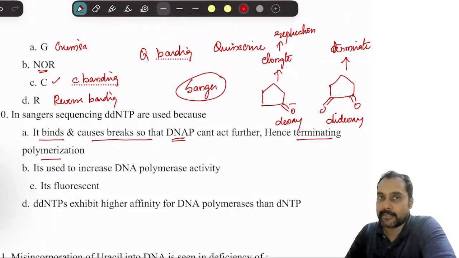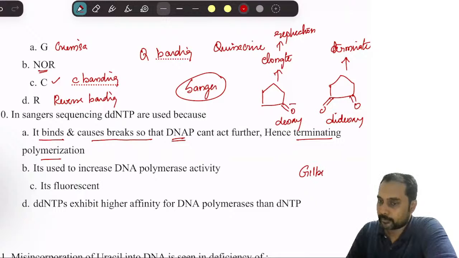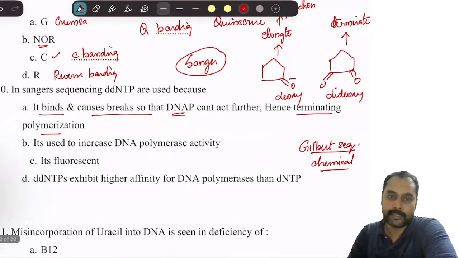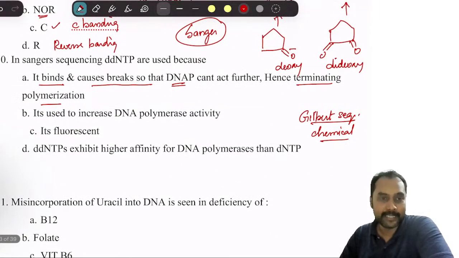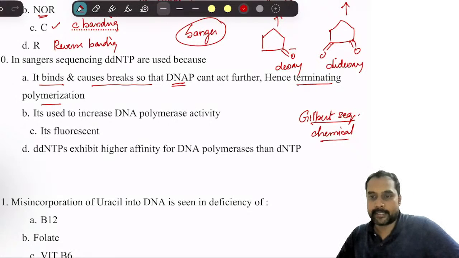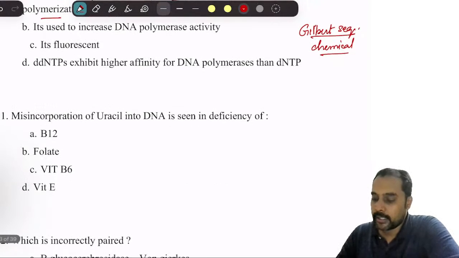Other than Sanger sequencing, there is one other scientist who also came up with a method for DNA sequencing. Anyone? Can you put it in the comment box? It is the Gilbert chemical sequencing method. Okay. So Gilbert was another scientist who came up with it. Yeah, correct answer. Very nice. Fine.